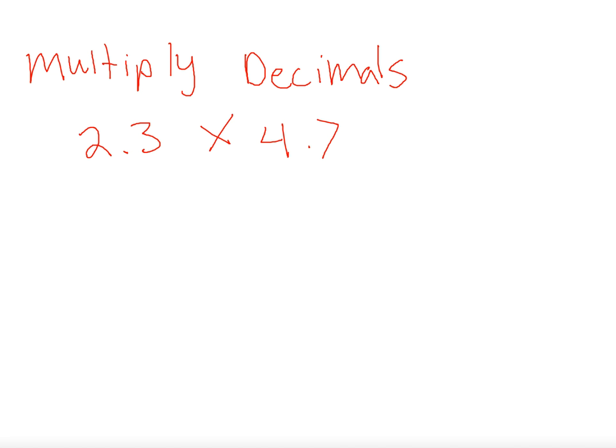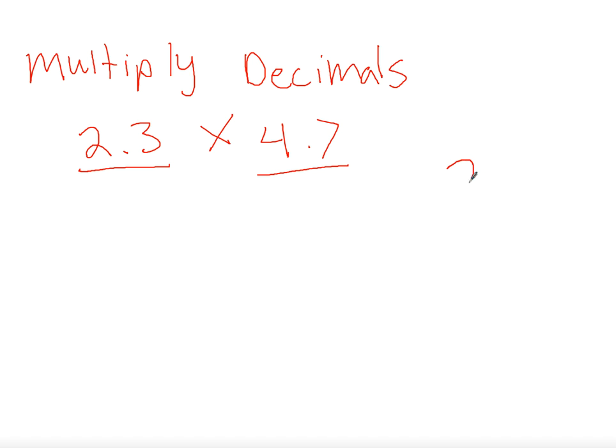Okay, so today we're talking about multiplying decimals, and this is what our next chapter is going to be on. Multiplying decimals is much the same as multiplying regular numbers. Let's go over this problem. We have the decimal 2.3 times 4.7. To do this, we're going to just stack it up on top of each other, just like we would normally do any other multiplication.